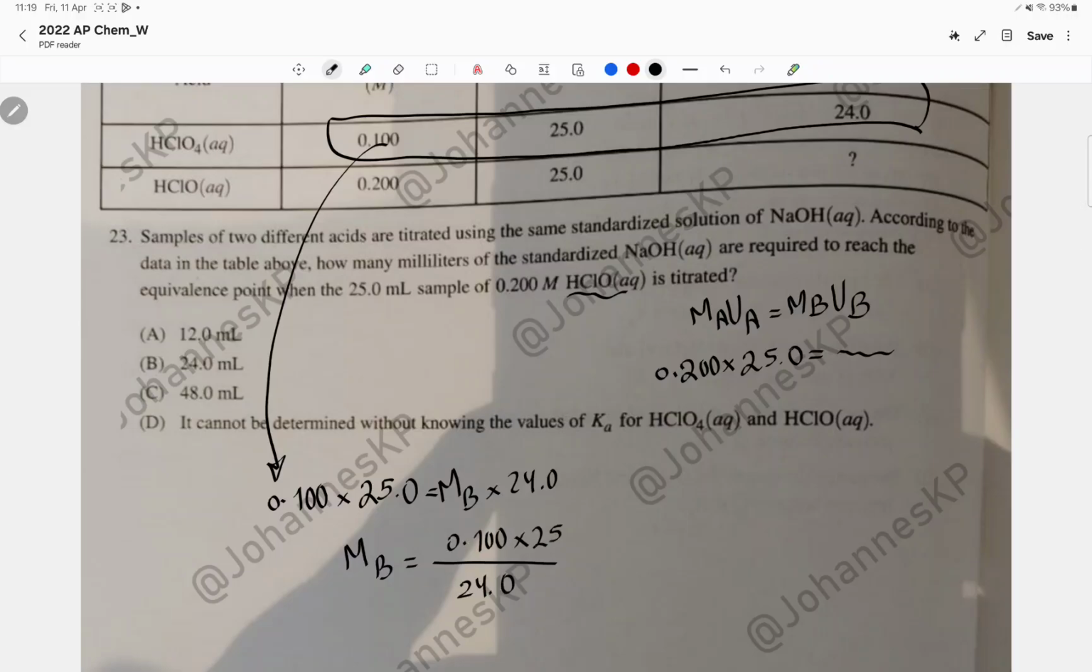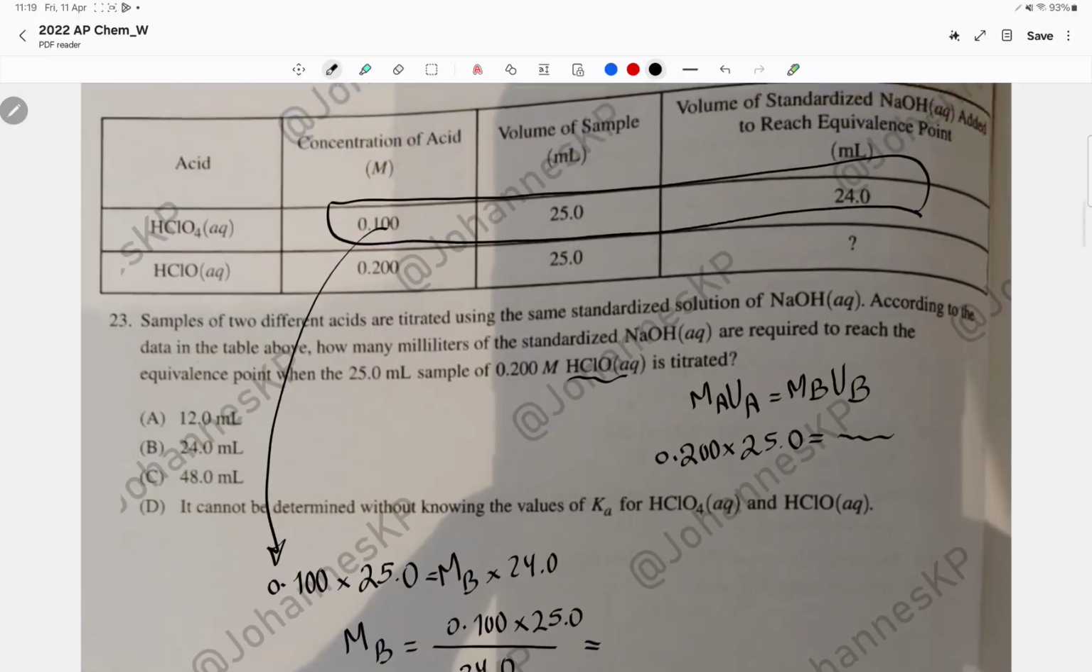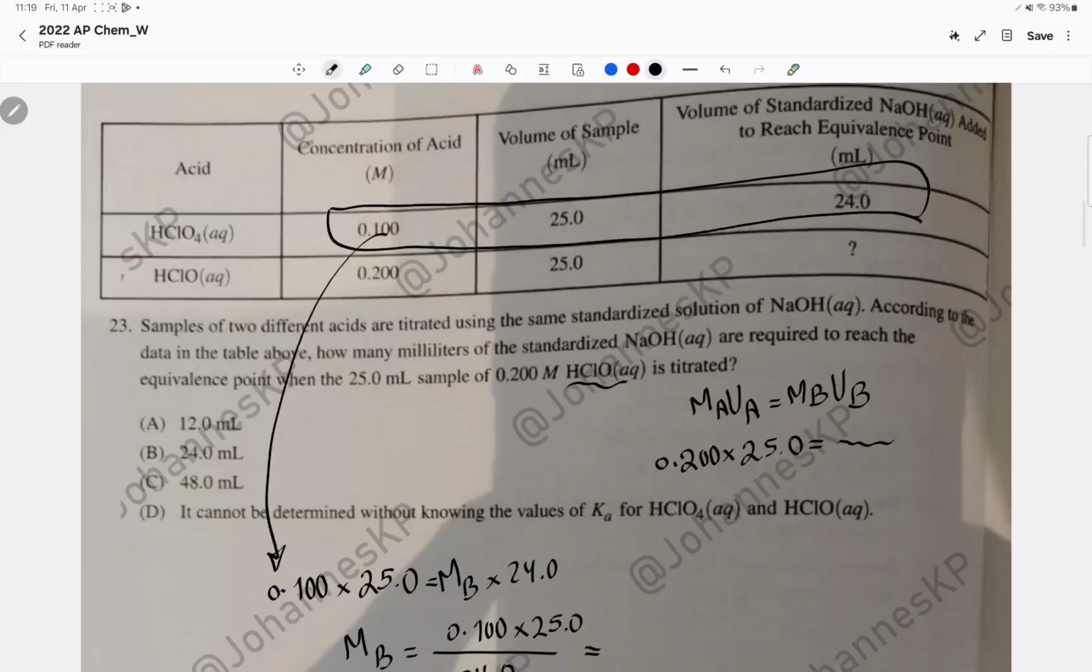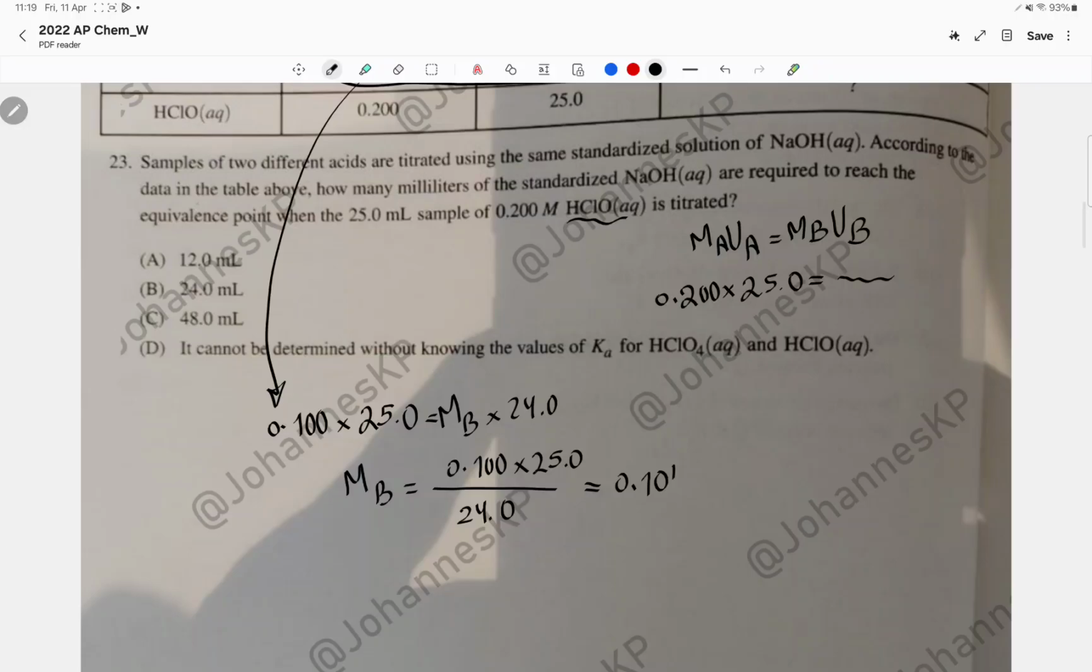Who has a calculator here? That would be really good. Thank you. So 0.104. You're going to plug that in here to find the volume of the base. So volume of the base is equal to 0.200 times 25.0 divided by 0.104, which is 48.0 ml. The answer is going to be choice C. Very good.